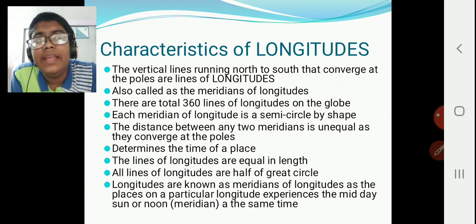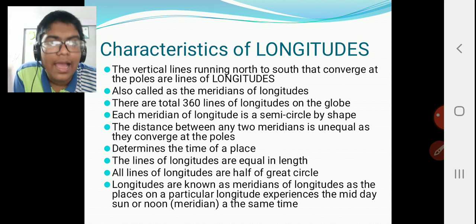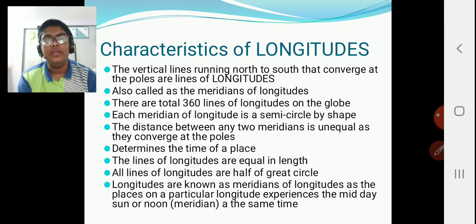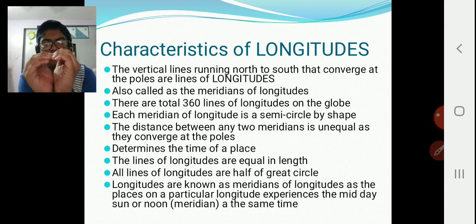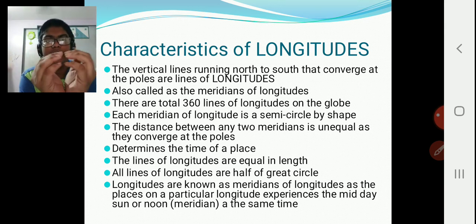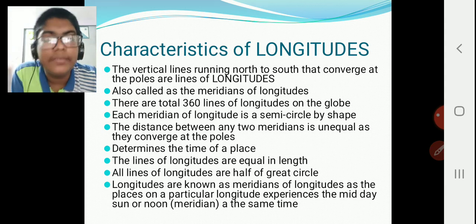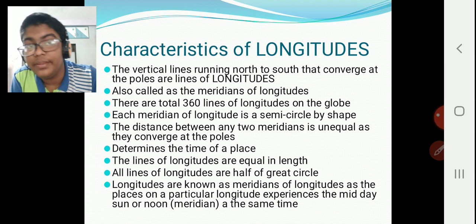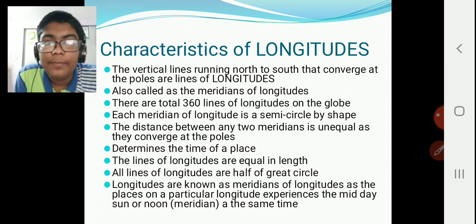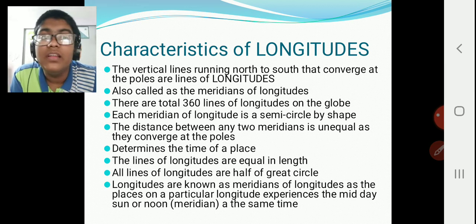The distance between any two meridians is unequal as they converge at the poles. So if this is the longitude, the distance between them is always going to be unequal. Either it's short, or at the middle it's long. It happens like that because they converge at the poles. It determines the time of a place. Again, we will be learning about this further.